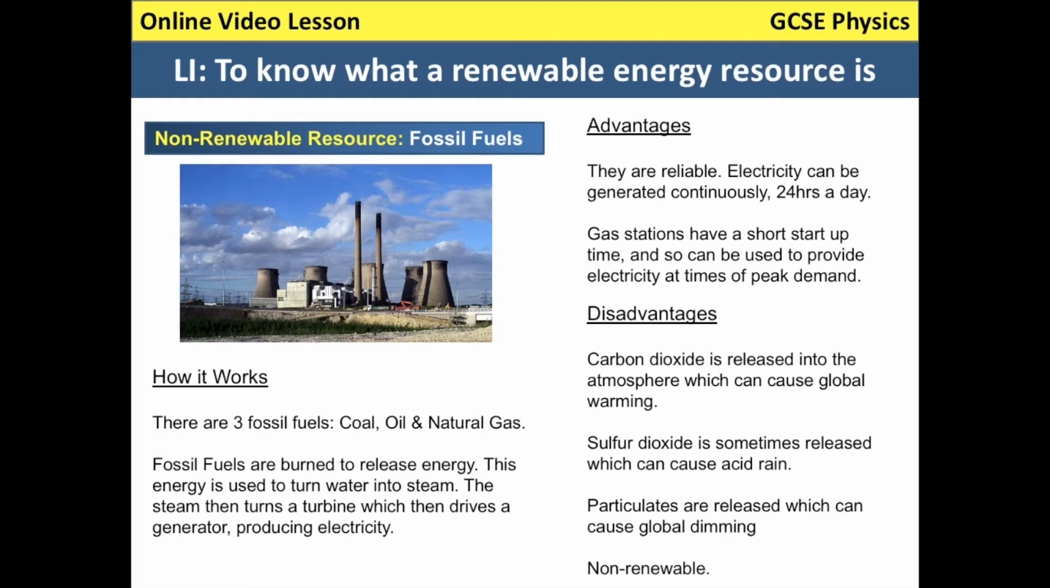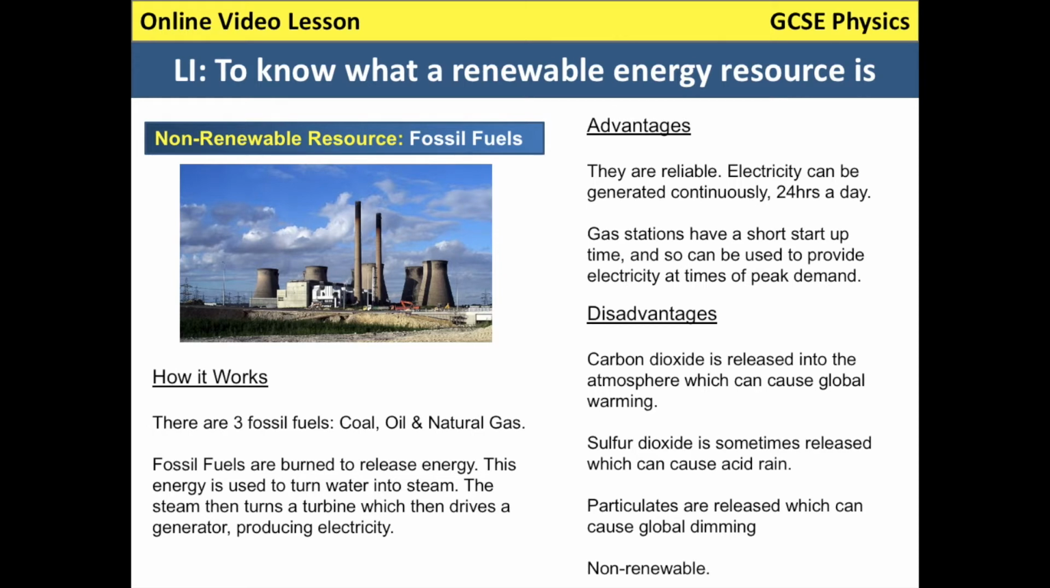Another advantage of some of the fossil fuel stations, like gas stations, is that gas stations have a short start-up time. What that means is if there is a sudden increase in demand for electricity, then what we can do is turn on a gas power station or increase the output of it at times of peak demand to meet the demand. However, things like coal and nuclear stations do not have a short startup time. It takes them a long time to change their output.